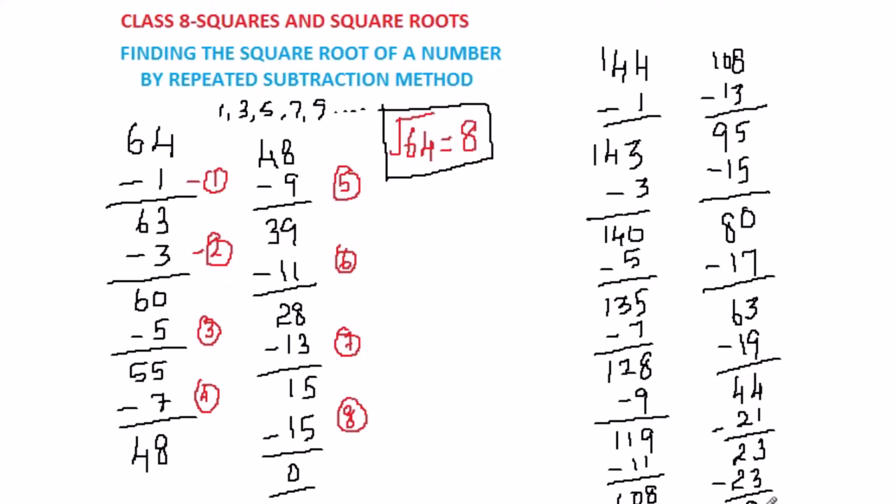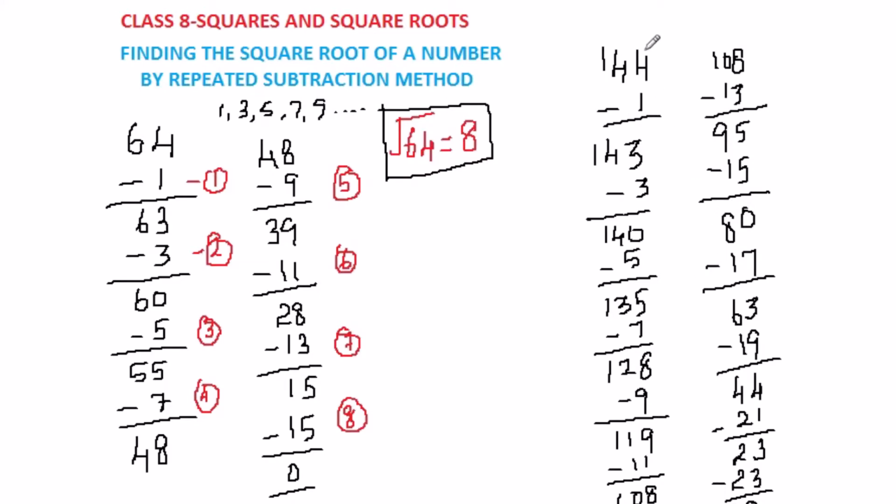Suppose it is not coming 0, and the given number is a perfect square, then you have to think that you have made a mistake somewhere. Subtraction mistakes mostly will happen, so please avoid subtraction mistakes.